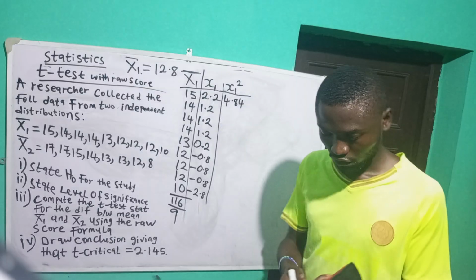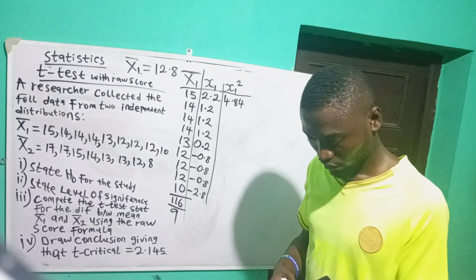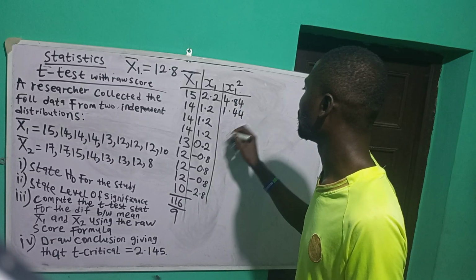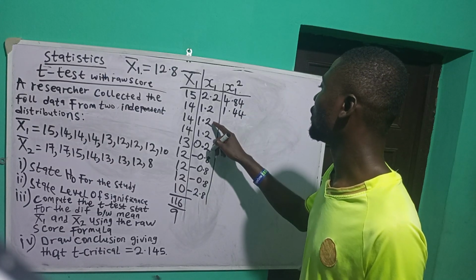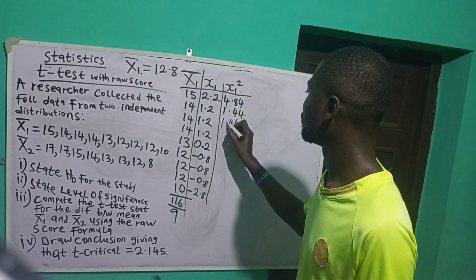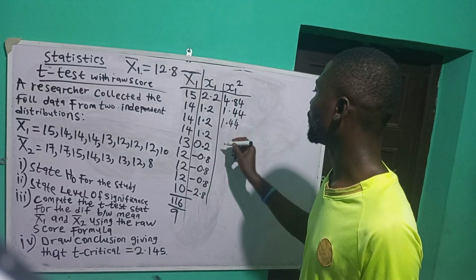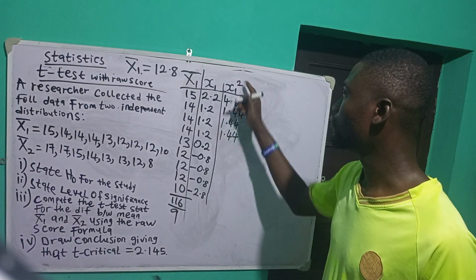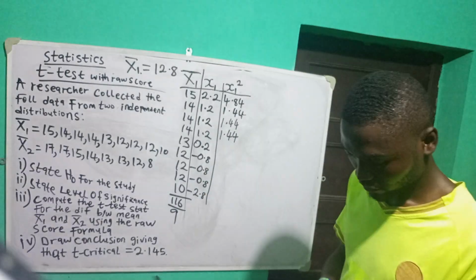1.2 raised to the power of 2 is 1.44. Then 1.2 raised to the power of 2 is still 1.44. 1.2 raised to the power of 2 is 1.44. 0.2 raised to the power of 2 is what?